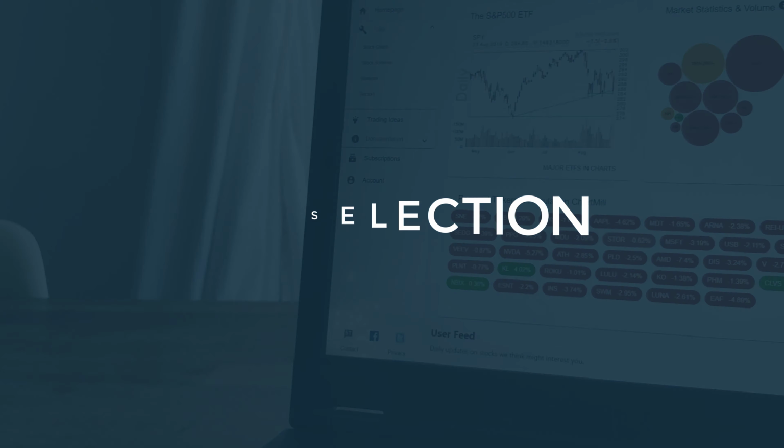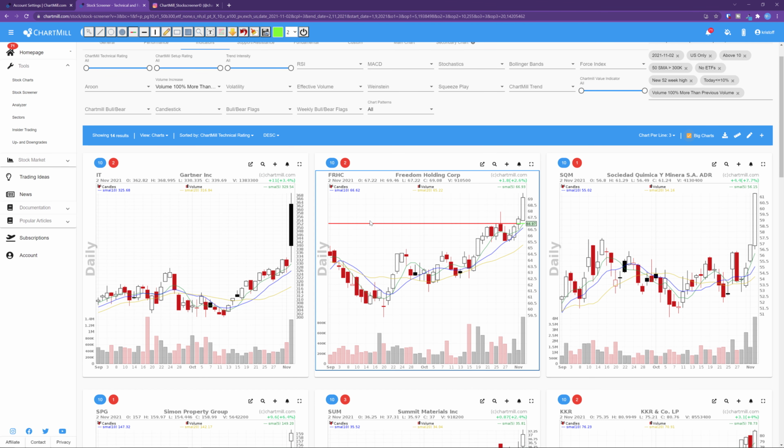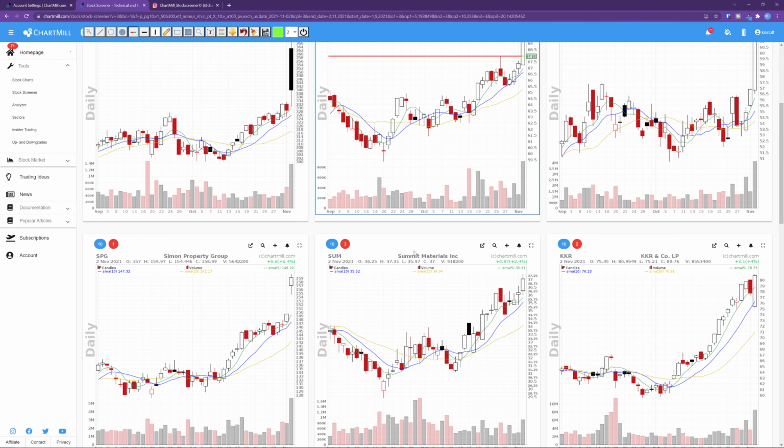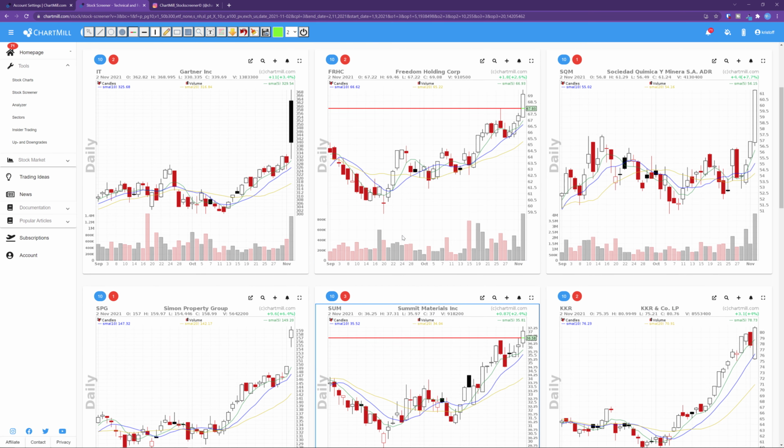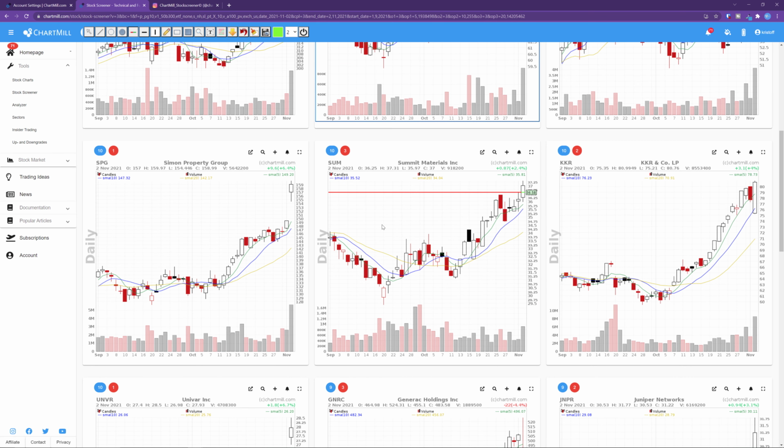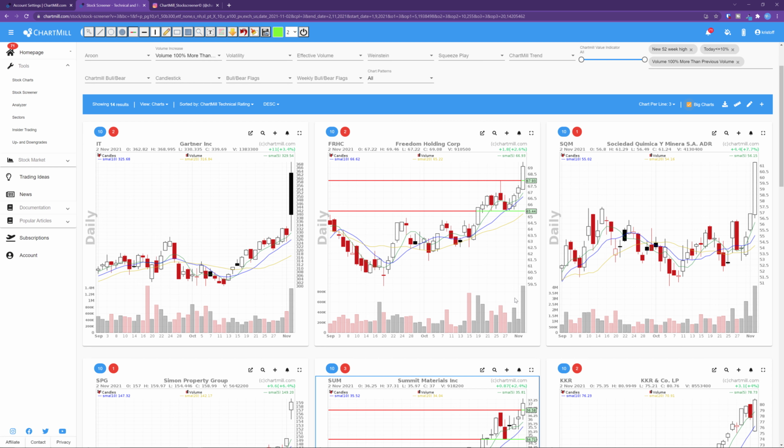Once your screen is set up, it's time to manually scan the basic selection provided to us by ChartMill. We're looking for shares which have broken out above a previous high and a more or less sideways trading range. The volume filter automatically ensures that we only see the results where this occurred with strongly increased volume.